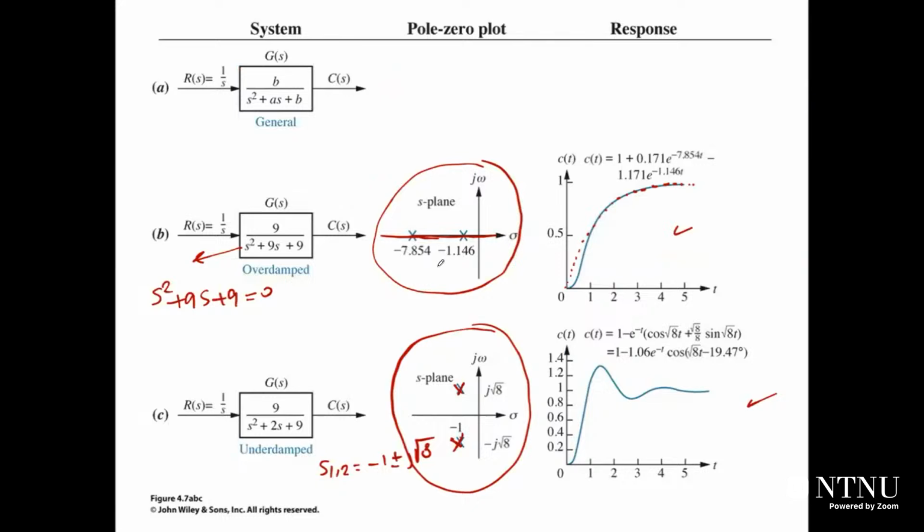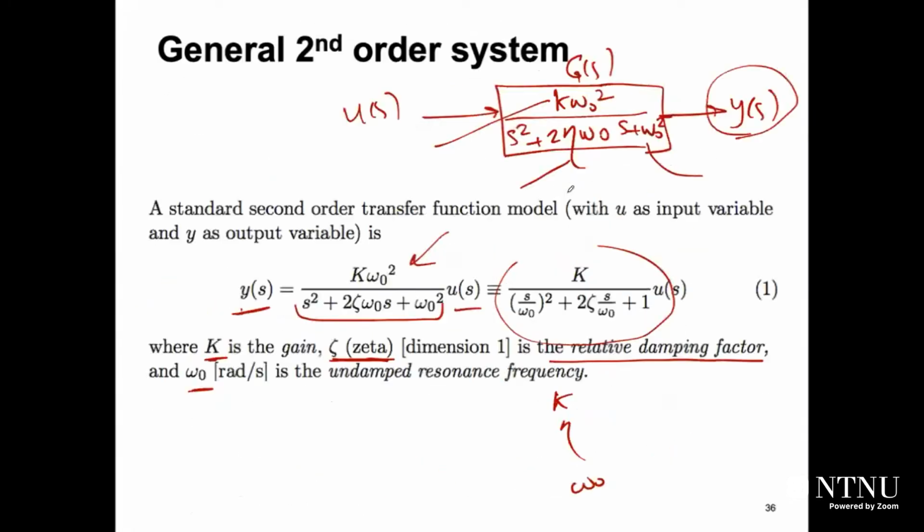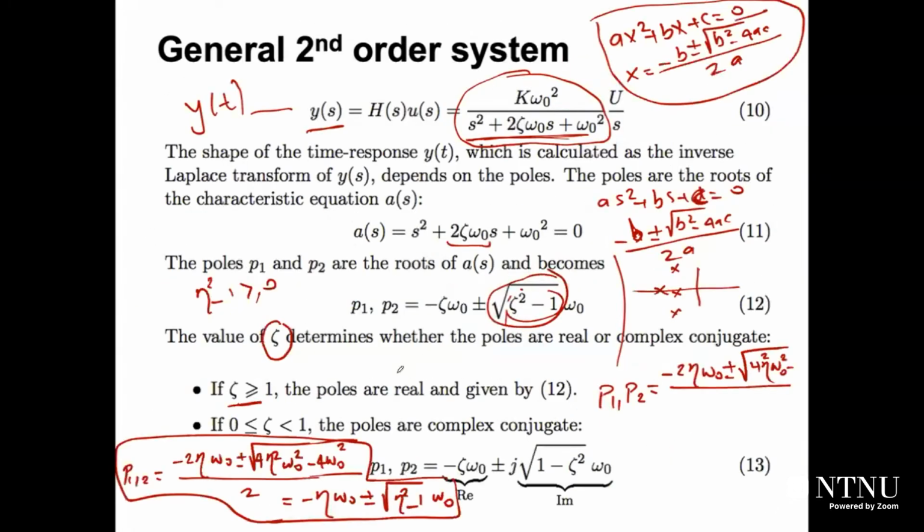Because it's real. But if it's not real, your response will be complex conjugate. So your response will be underdamped or undamped. It's according to the real part. So if you have this complex part, and if you don't have a real part, it means your system response will be undamped. It will be like this one. But if you have a real part, it will be underdamped, right? So this zeta is very, very important.